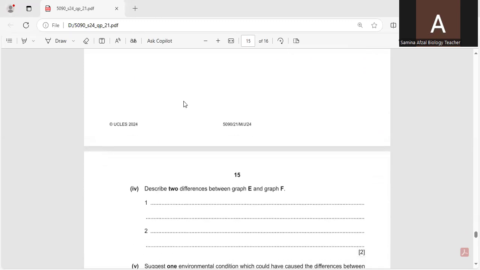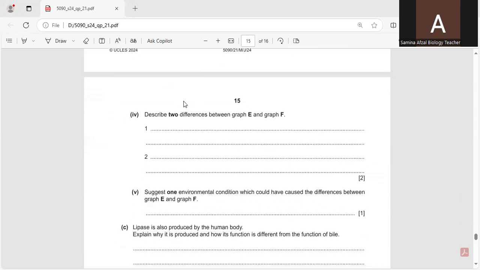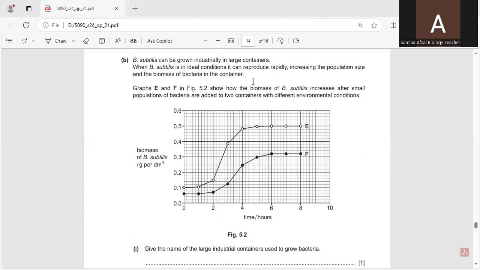Next question, number 4 is, describe two differences between graph E and graph F. So between graph E and graph F, we have to look at the graph. You can see in graph E and graph F there is an increase, and graph E has higher final biomass, and F has lower biomass. So F is at a lower place, you can see.